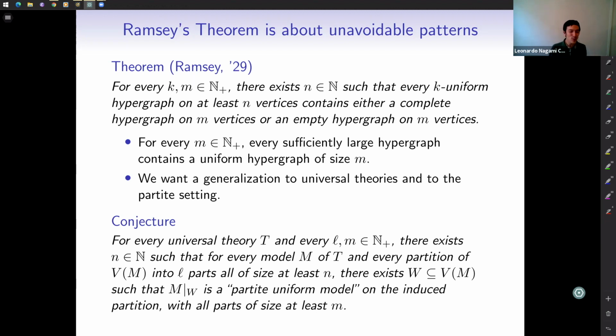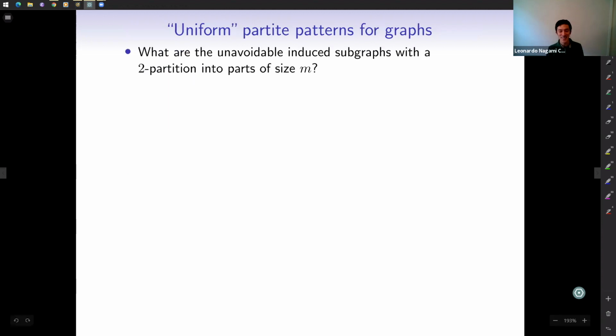Okay, so let's consider a very simple case, the case of graphs, right? Let's think that we have a 2-partition. I give you a large graph, and I partition the vertex set into two parts. Now, this partition is not necessarily proper, it's just an arbitrary partition, right? And let's say that I want to find a graph that has m vertices on each of the parts. Let's say that m is 3 for simplicity, right? What are the things that I cannot avoid all at the same time?